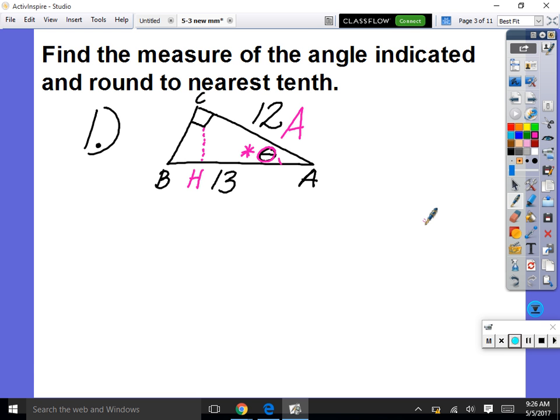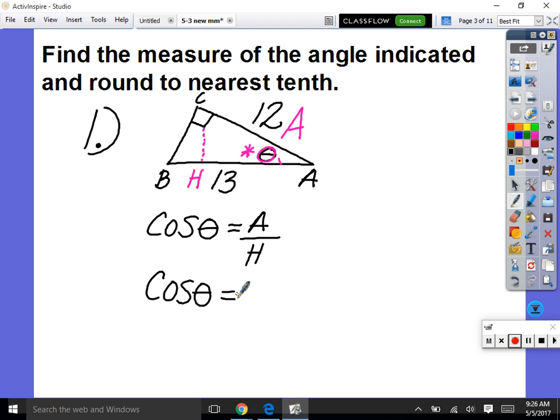So what you're going to do is write down a true statement. Everybody paying attention, writing this down in your notes. Your true statement is cosine of theta for right triangle trig is adjacent over hypotenuse. Isn't that a true statement? Yeah. Okay, let's put in what we know. We know that cosine of theta is our adjacent side, which is 12, over our hypotenuse, which is 13.